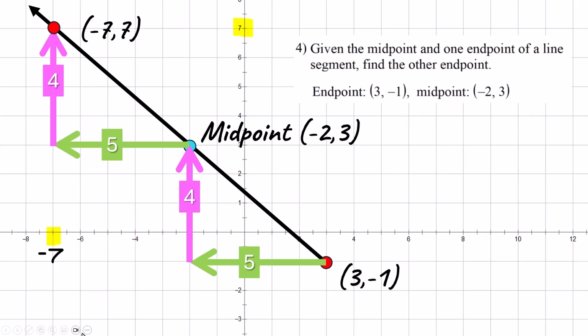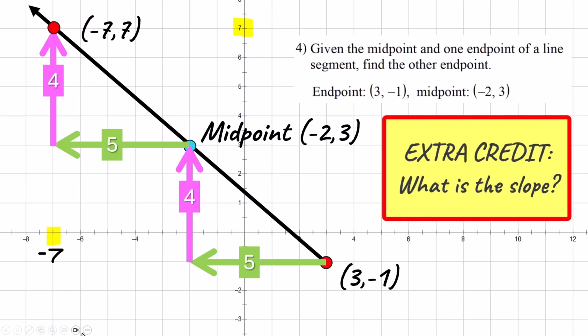Again, do not get what I just did mixed up with slope, but if you understand it, there would be a difference here. Like if you wanted to use this for slope, one of those numbers would be negative, the 4 or the 5. In the comments, tell me if you know that answer.